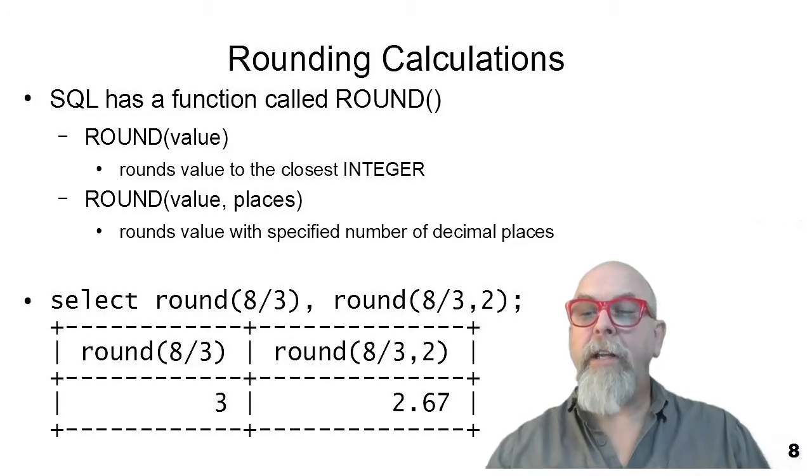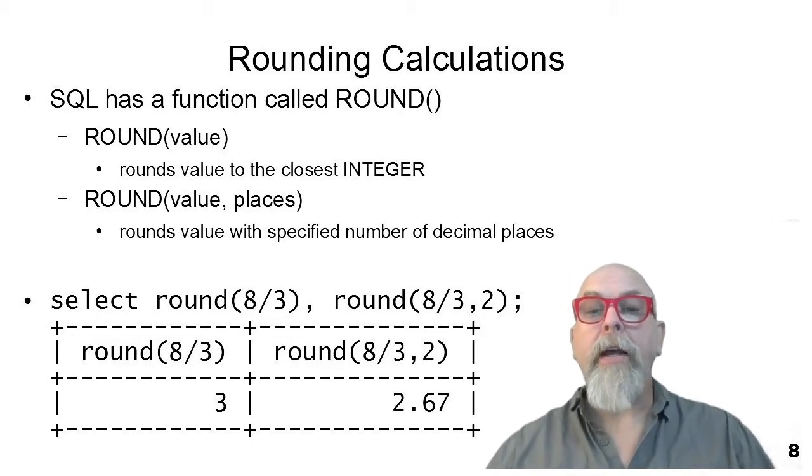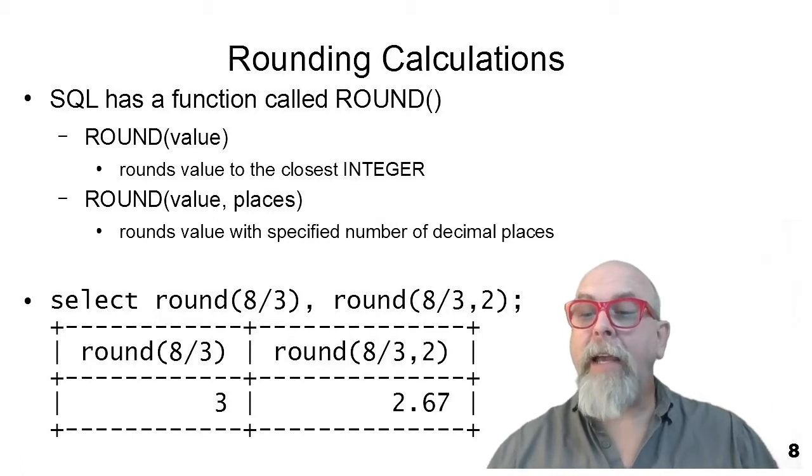The round function does just exactly what you would think it would do. It will round a decimal value. If you pass round one number, it will round it to the closest whole number. If you pass round two numbers, the first number is the number to round, and the second number represents the number of decimal places to round the value to.